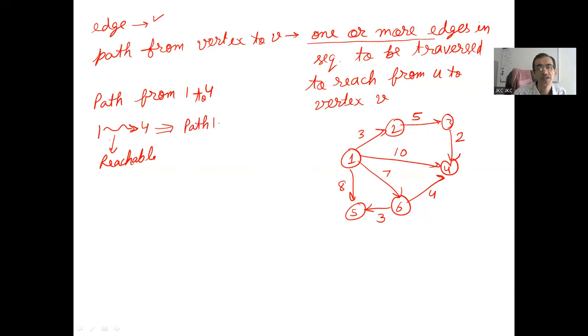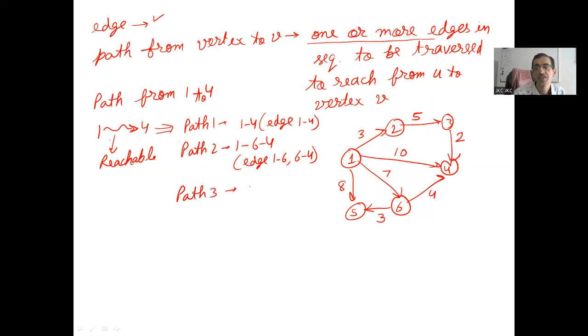Say path 1 means directly go 1, 4. Then path 2 could be, let's say, 1, 6, 4, effectively meaning edge 1, 6 followed by edge 6, 4. Path 1 means direct edge 1, 4. Similarly, there could be path 3. Path 3 means I have, let's say, 1, 2, 3, 4, effectively meaning I have edges 1, 2, 2, 3, 3, 4. So multiple paths are possible.